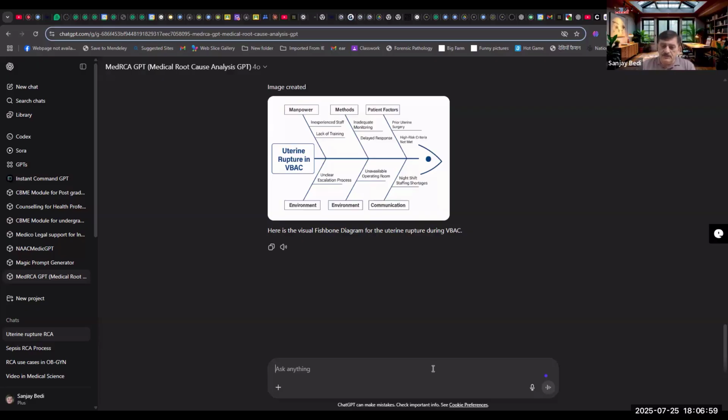Let's take a hypothetical situation that there is a stillbirth following reduced fetal movements, and we want to investigate this using the root cause analysis technique. In root cause analysis, I'll be elaborating just now, there will be no blame, but working on the system.